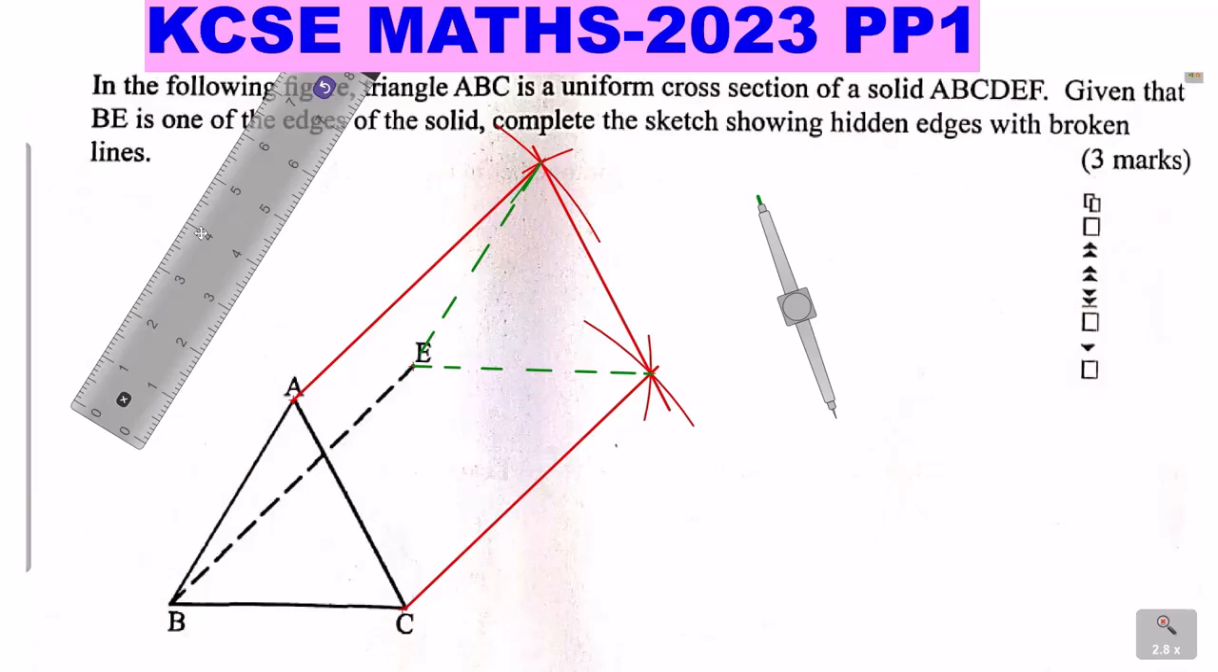So we must label this one. That is the final thing we're going to do. So A, B, C, D, E, F. This will be A, B, C. Then D will be there, E will be there, and F will be there. So you have completed the sketch, and you have shown all the hidden edges with broken lines. So that is how you're supposed to solve that.